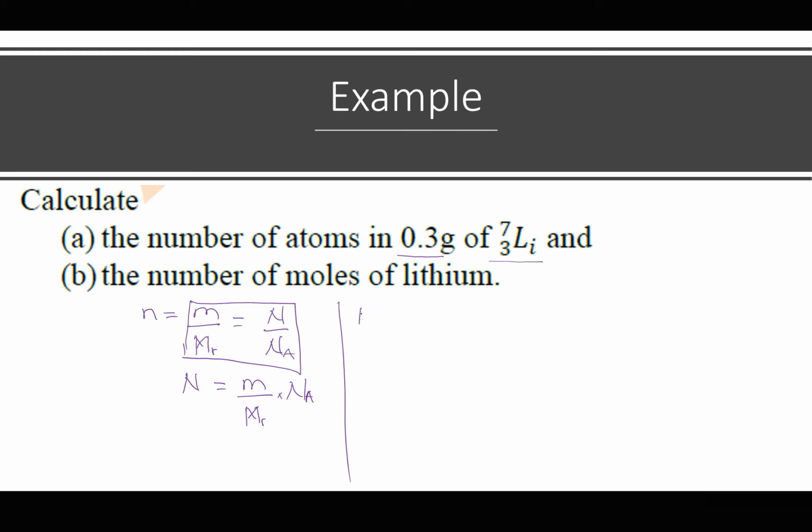So N will therefore be equal to the mass, that is 0.3 grams, divided by the molar mass, which will be 7 grams, times Avogadro's number, which is 6.02 times 10 power 23. So this will be the number of atoms in lithium-7.